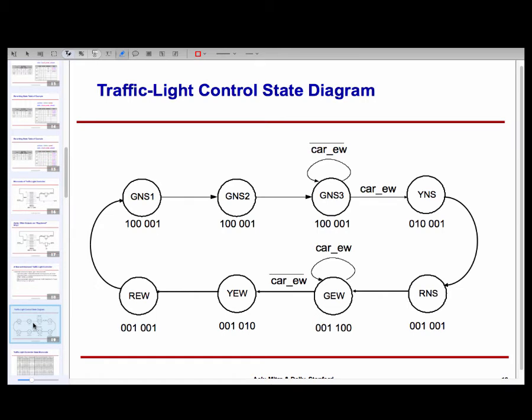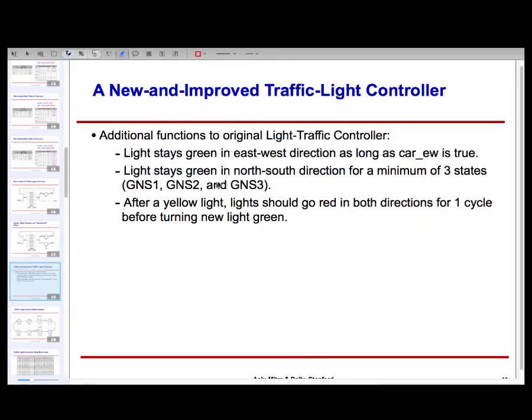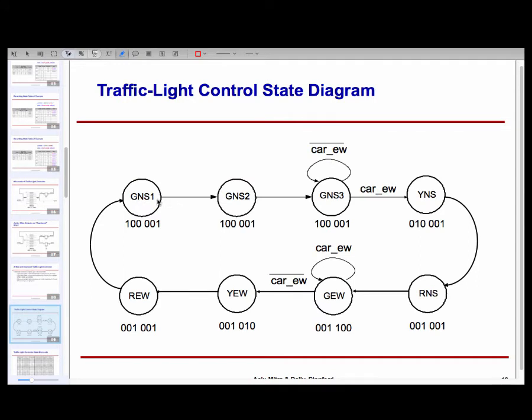So let's create a state machine which has all these changes. Okay, so now what we have is we start out with green north south 1. We stay in this state for at least 3 clock cycles. Okay, so that is our new requirement number 2. So I stay in GNS1, GNS2, GNS3. Once we are in GNS3, then we check car east-west. If car east-west is high, I go to yellow north-south. Then I go to red north-south.